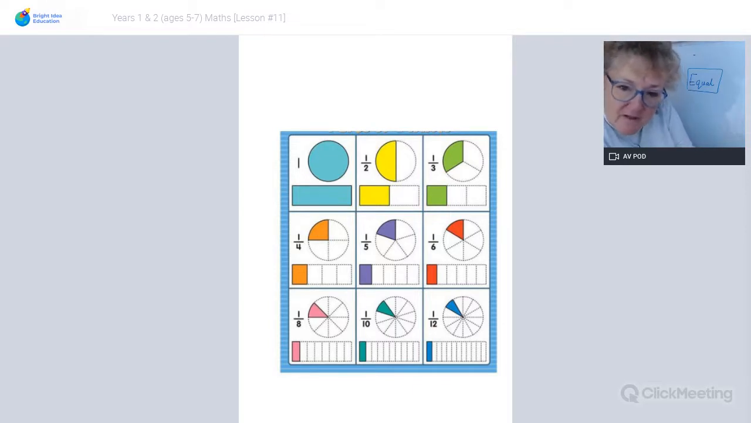If the green part is the part that is left of that chocolate bar, how much is gone? How much of that chocolate bar has already been eaten? 2 what? Can't just say 2, because 2 is 2 wholes. So if there were 2, there would be 2 whole chocolate bars.